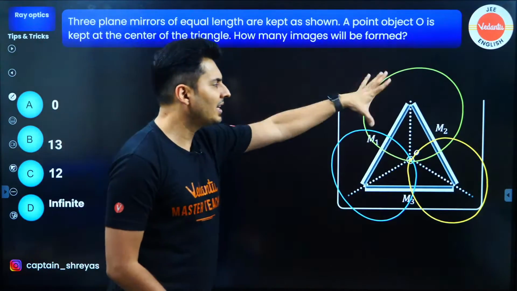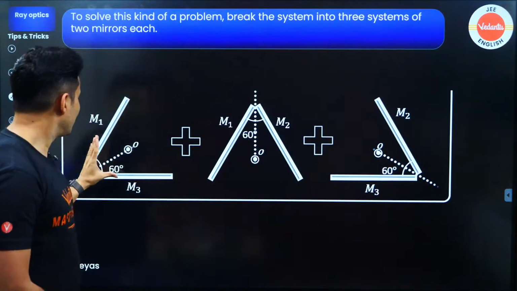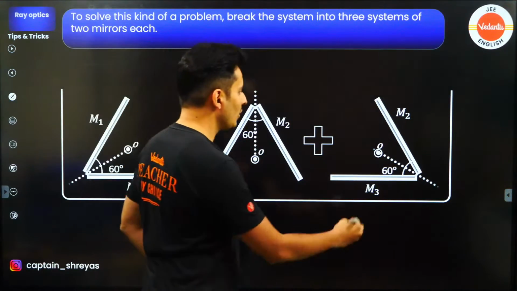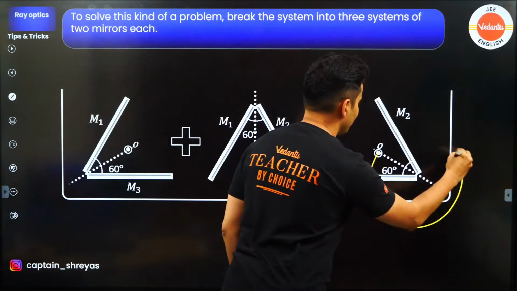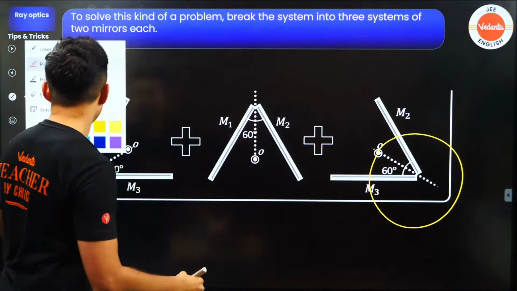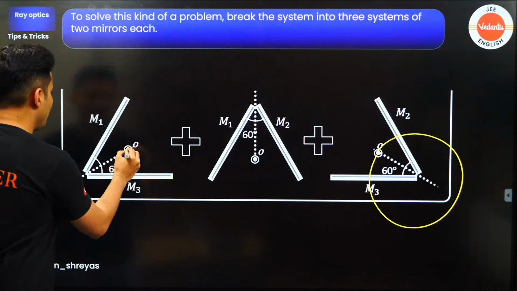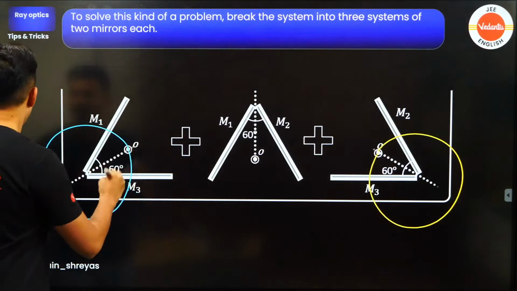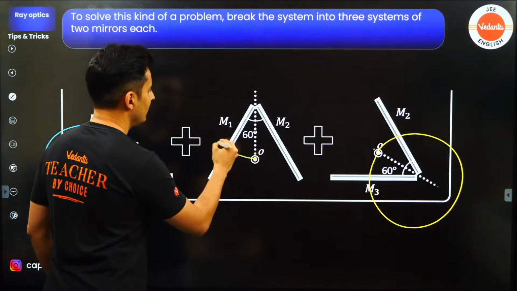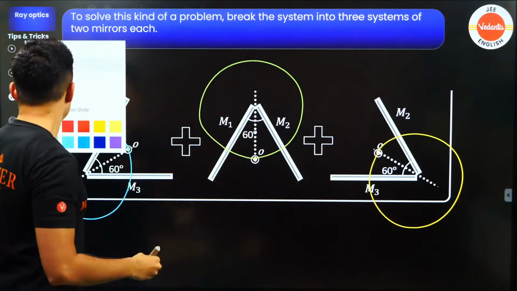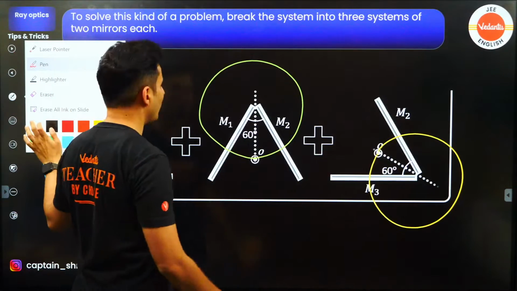Similarly, if you take this and this mirror, then this object will form images in this particular circle. Do you see that? So count the number of images in each of these 3 circles. So this, this and this. That's all I have done. If you notice, there will be images formed in this circle, in this circle as well, and in this circle as well. So many images will be formed. So just use our standard formula and see what you get.